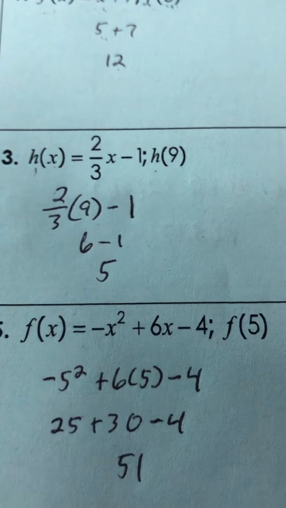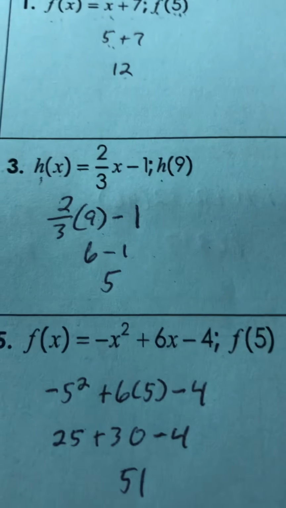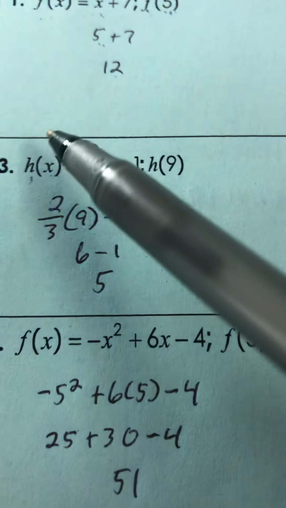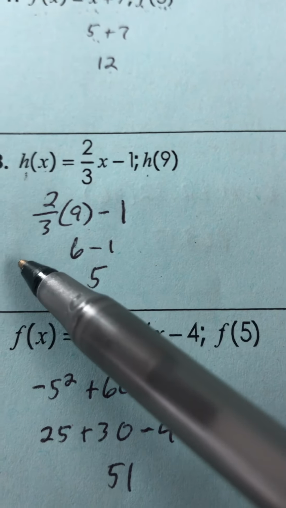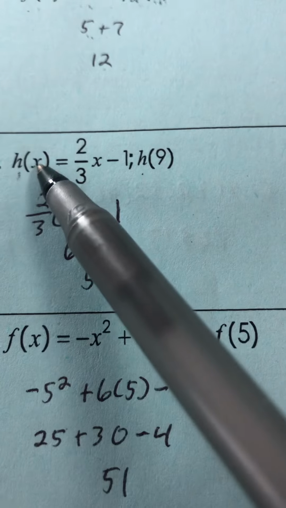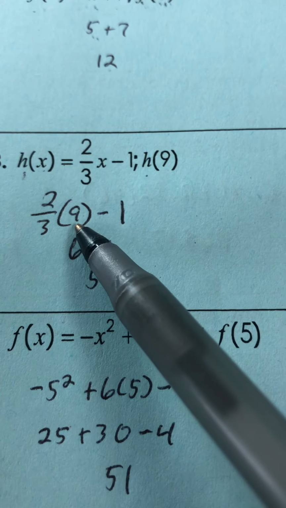Sometimes they use different letters to just signify different problems. That's all they're doing if you have a bunch of problems, so you know which one you're looking at. So you could have any letter out here, okay? H of x. So what if x is going to be 9? So you just substitute 9 in there.